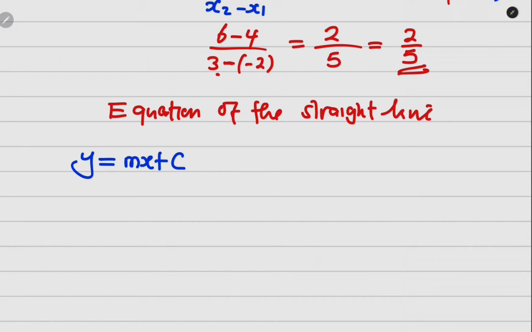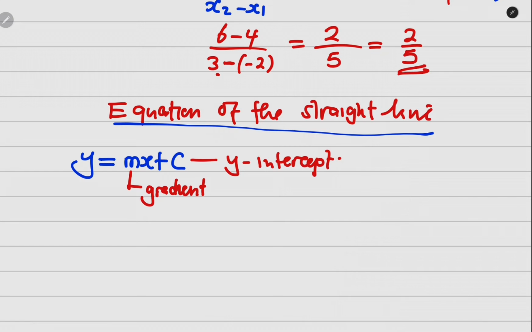Now, what is important is for you to be able to interpret this equation. So m, in front of x, is the gradient, and c is just the y-intercept. Why am I indicating this? Because it's very important as we start finding the equation of a straight line: you just need these two things, the gradient and the y-intercept.